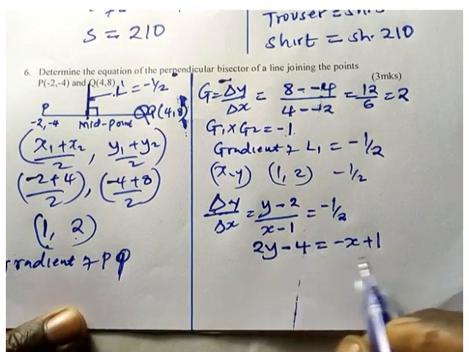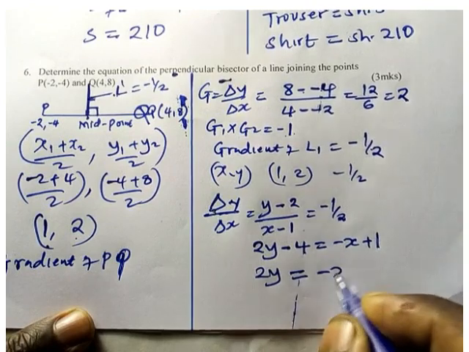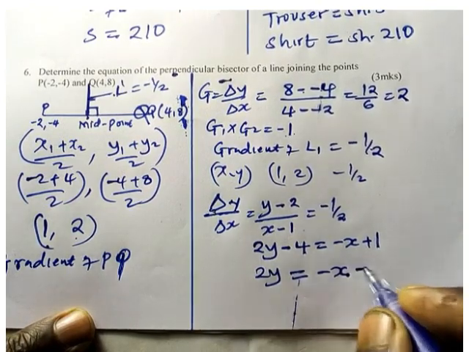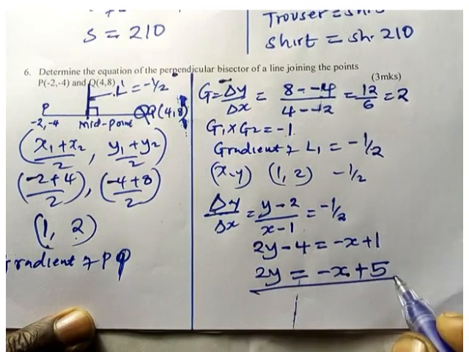So 2y is equal to negative x plus, when this one goes to the other side, it will be 5. So this is the equation of the line.